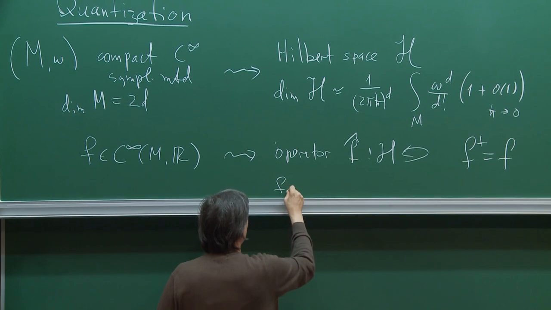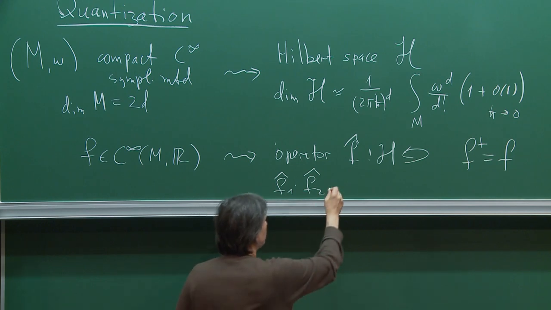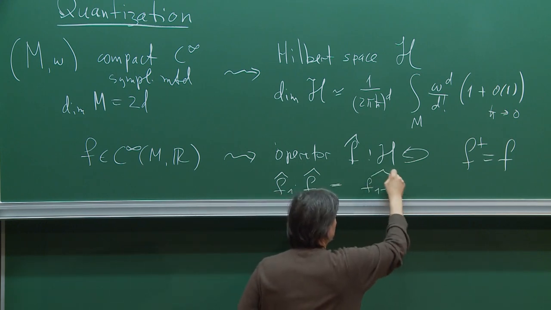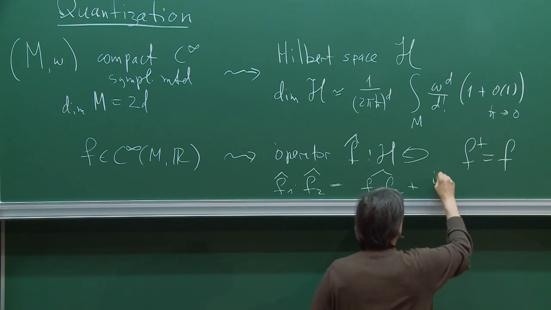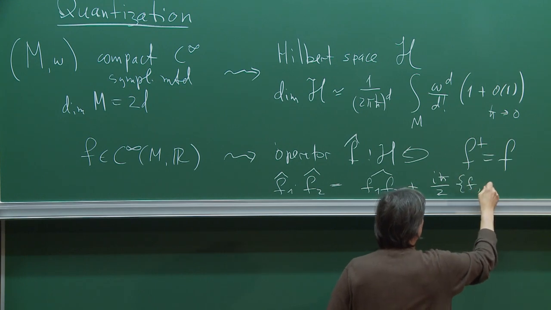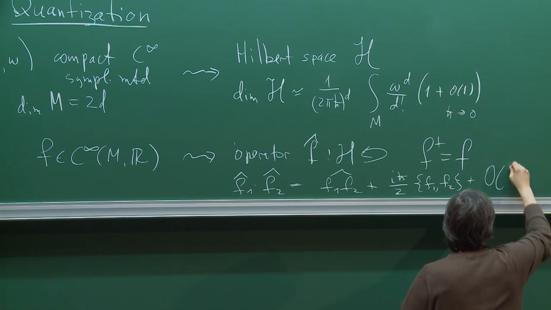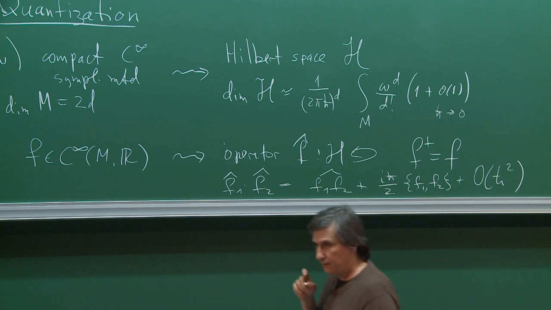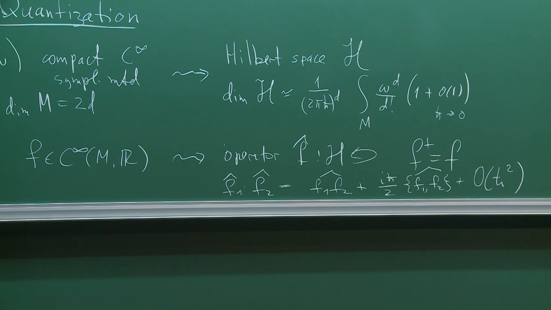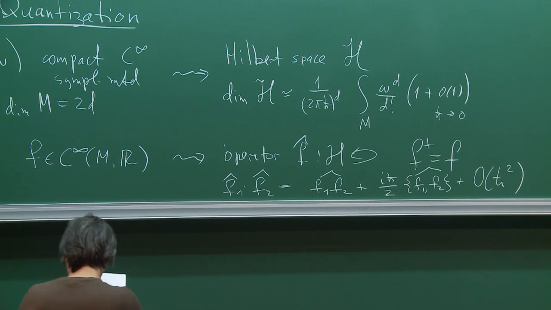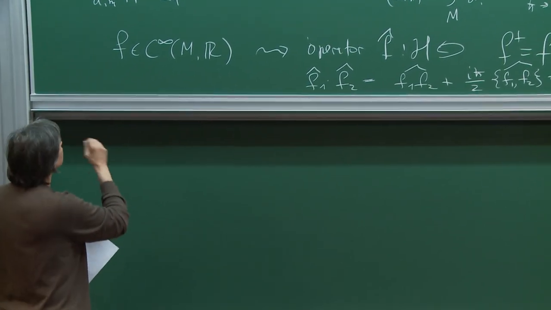And the main thing is that if you take two functions, f1 and f2, and consider the product of their quantizations, then it will be the quantization of their product plus a small correction, i h bar over 2 times the Poisson bracket, plus O of h bar squared. Just put a hat. Yeah, so you should get such a thing.